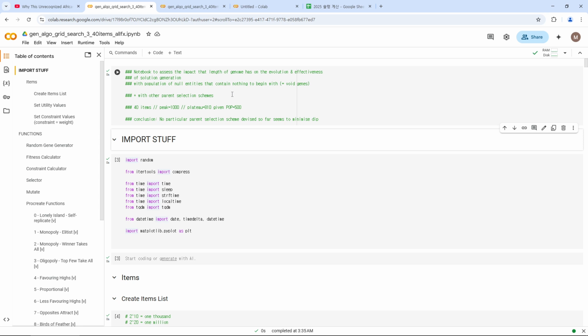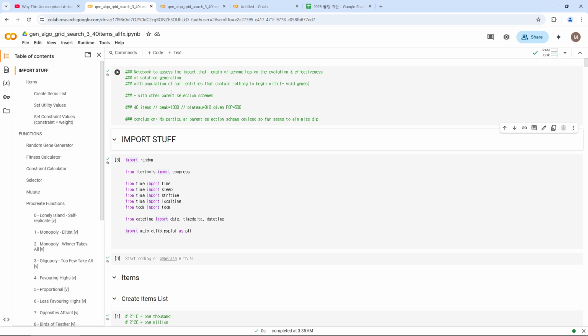This notebook was created to assess the impact that the length of genome has on the evolution and the effectiveness of entity generation with a population of null entities that contain nothing to begin with, or what I call void genes. But try that with every parent selection scheme.